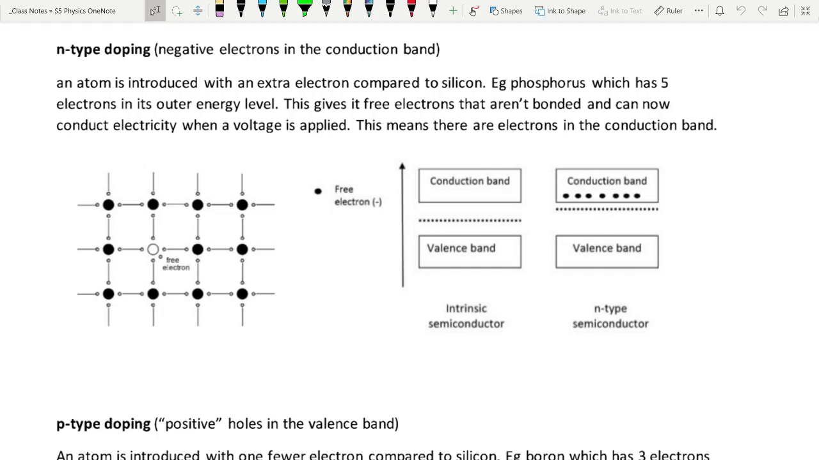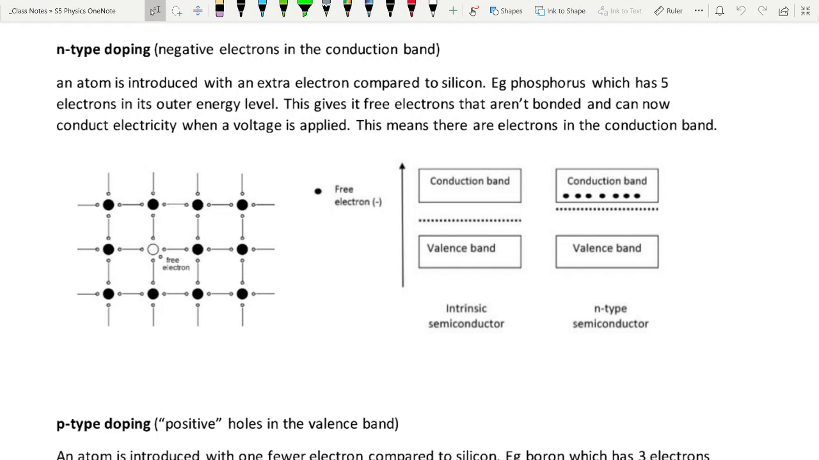So an atom is introduced with an extra electron. So for example, phosphorus, which has 5 electrons in its outer energy level. This gives it an electron that isn't bonded and can now conduct electricity when a voltage is applied. This means there are electrons now in the conduction band.